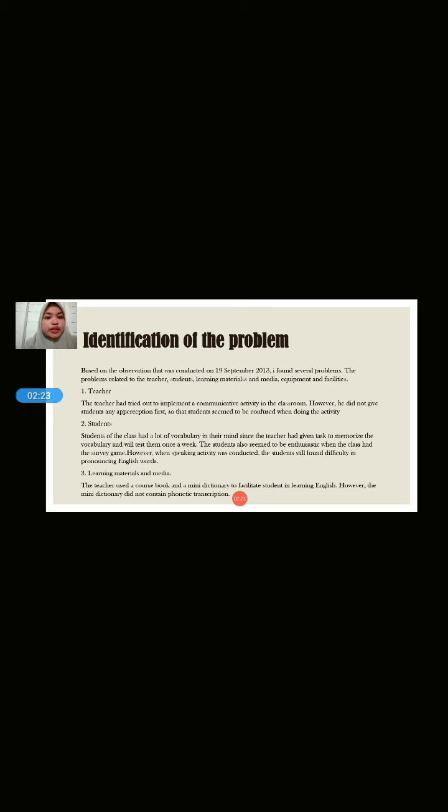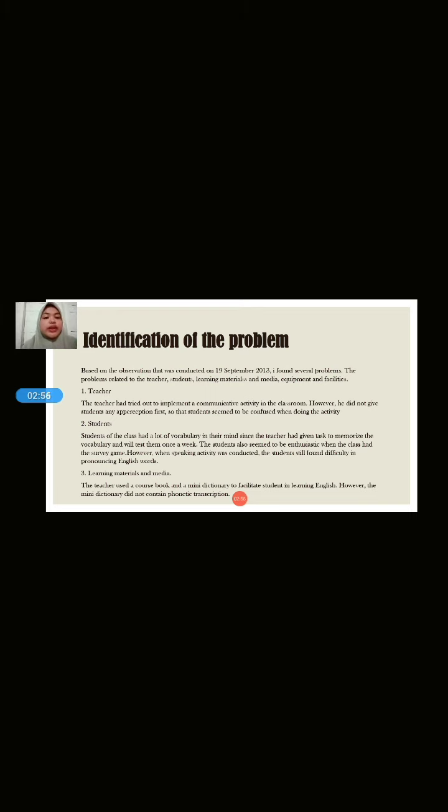And number two is students. Students of the class had a lot of vocabulary in their minds since the teacher had given tasks to memorize the vocabulary and tested them once a week. The students also seemed to be enthusiastic when the class played the survey game. However, when the speaking activity was conducted, the students still found difficulty in pronouncing English words.